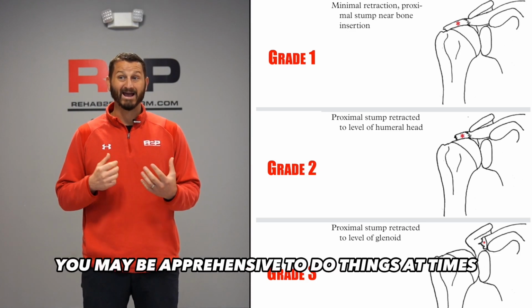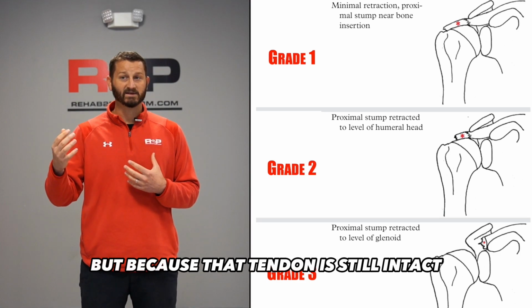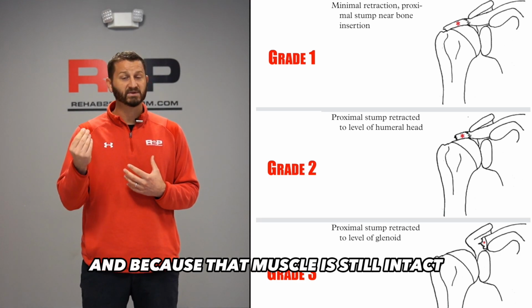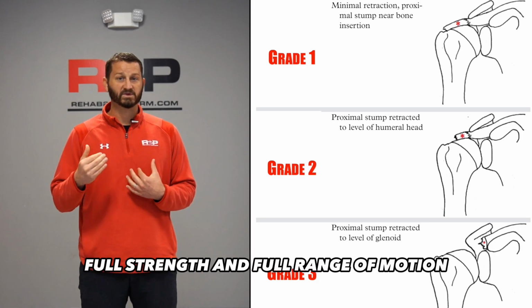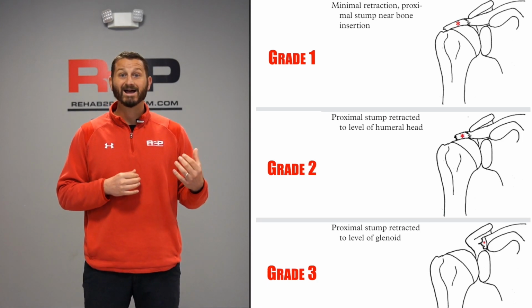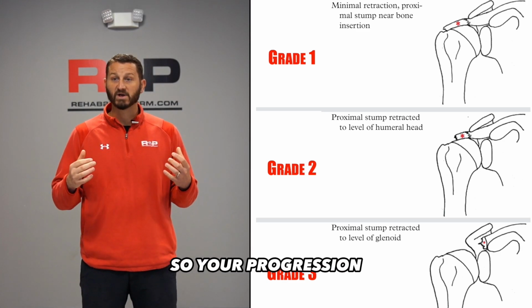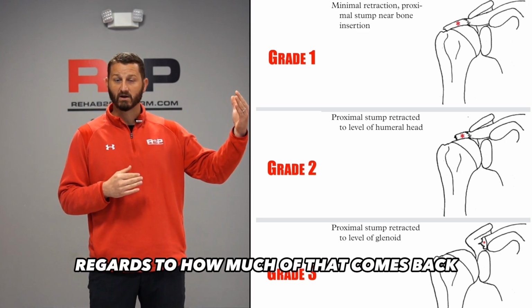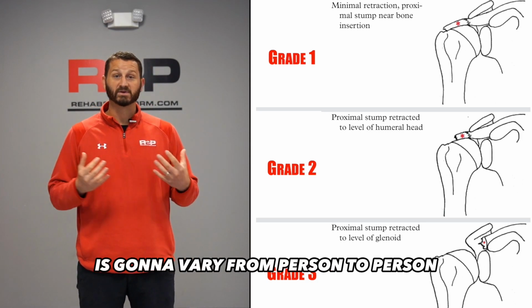You may be apprehensive to do things at times, but because that tendon is still intact and because that muscle is still intact, you are able to try to regain full strength and full range of motion, and this can be possible. Everybody's a little bit different though, so your progression in regards to how much of that comes back and at what rate it comes back is going to vary from person to person.